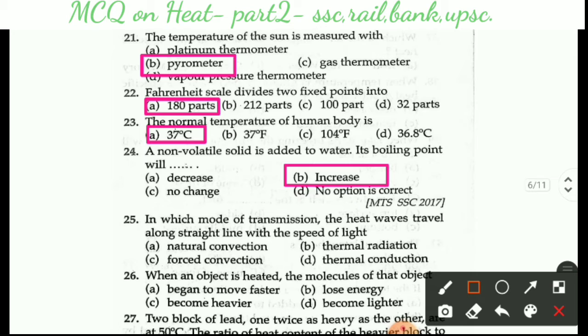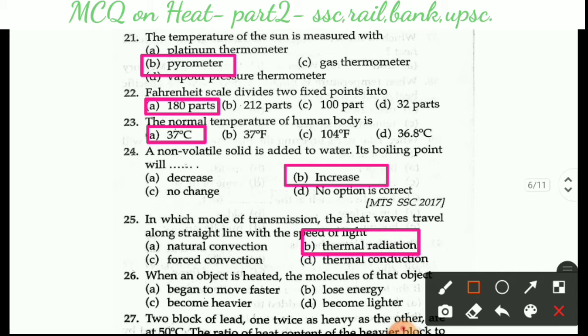Next question is question number 25. In which mode of transmission do the heat waves travel along a straight line with the speed of light? A natural convection, B thermal radiation, C forced convection, D thermal conduction. Right answer of question 25 is B, thermal radiation.